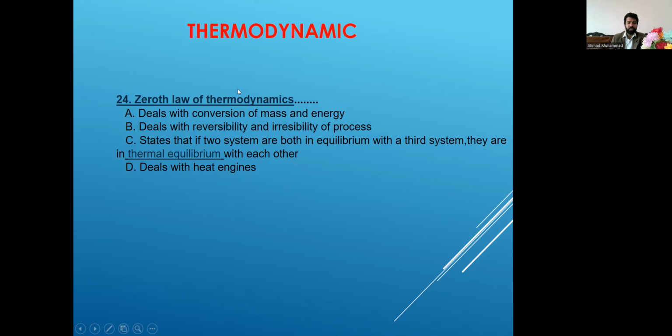Actually, the zeroth law of thermodynamics states that if two systems are in equilibrium with a third system, then they are all in thermal equilibrium with each other. That statement is correct about the zeroth law of thermodynamics. So option C is the correct option.